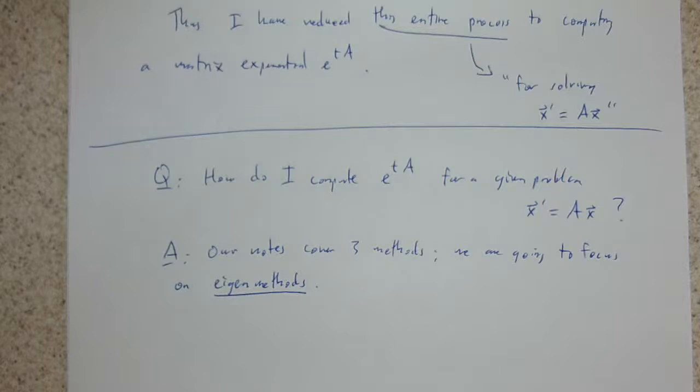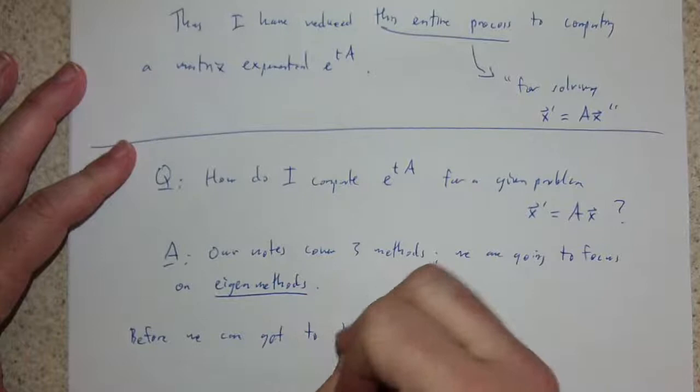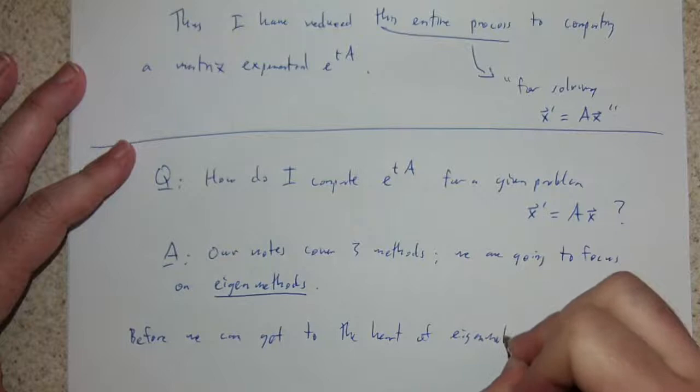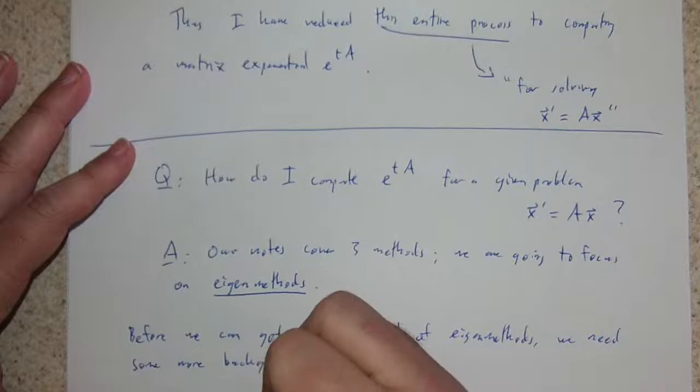But before I can do that and see what is going on here, I have to define a few things. Before we can get to the heart of eigenmethods, we need some more background. I'll call it supplemental stuff, but actually it's not. Some of it is in the supplemental chapter, but most of it is in the main chapter section for eigenmethods. So let's have a look at what these things are.